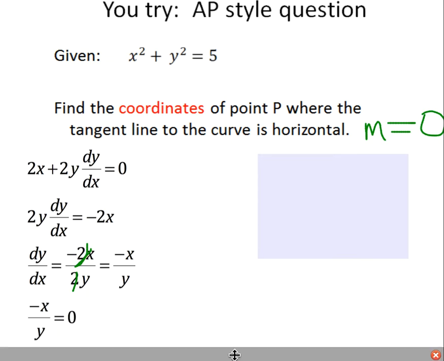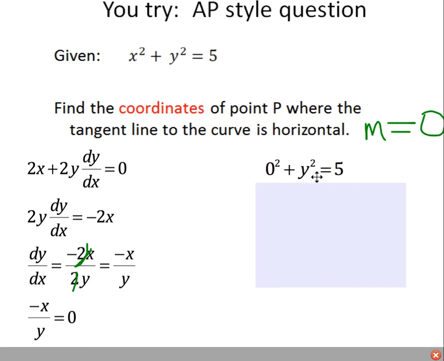Okay, so now again, we're finding the coordinates where the tangent line is horizontal. So that means set the fraction equal to 0 and ultimately the numerator equal to 0. That means when x is 0, we will have a tangent line that is horizontal. So I'm going to plug in 0 for x because we have to get the coordinates, which means we need the y value. We'll plug in 0 for x.